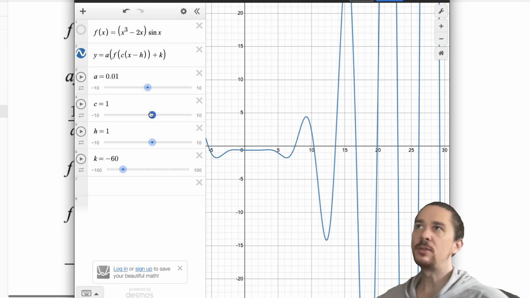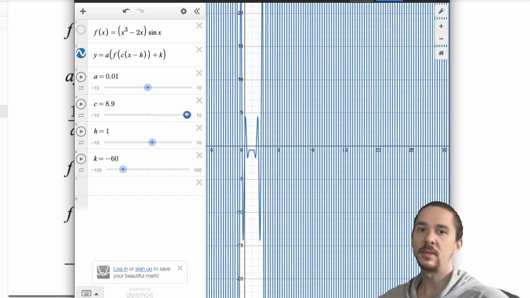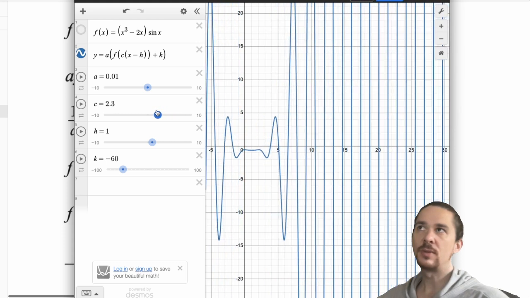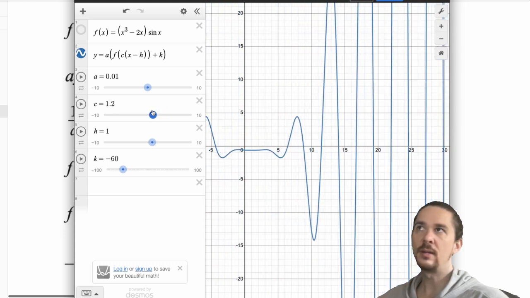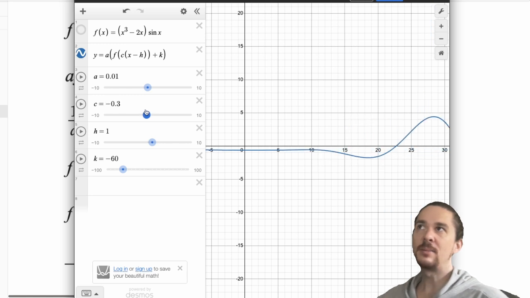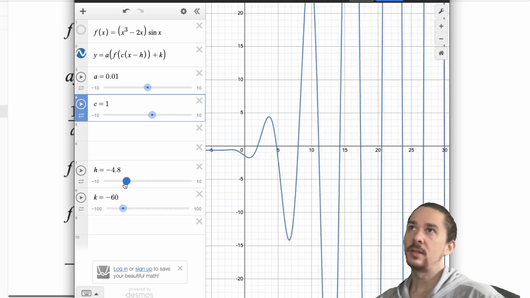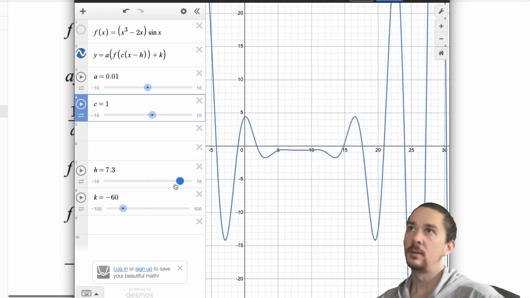Then we have c, which is our horizontal scale factor. The bigger c gets, the more squashed up our function becomes, and the smaller c gets, the more stretched it gets. So c between 0 and 1 is going to start to stretch it right out. And if c becomes negative, we flip it around the x-axis. And if we modify h, you can see that we move from the left to the right.